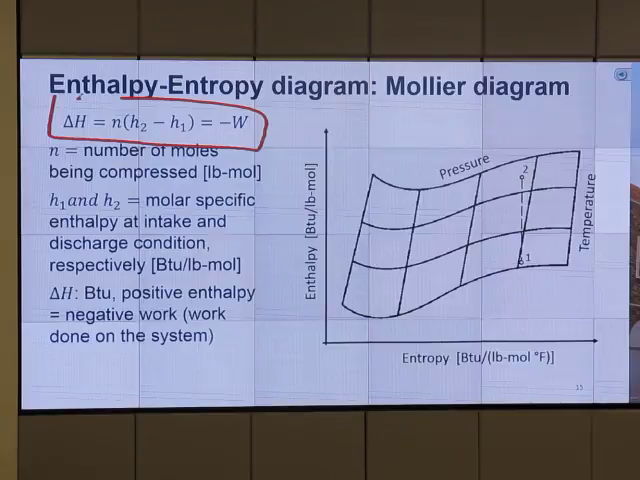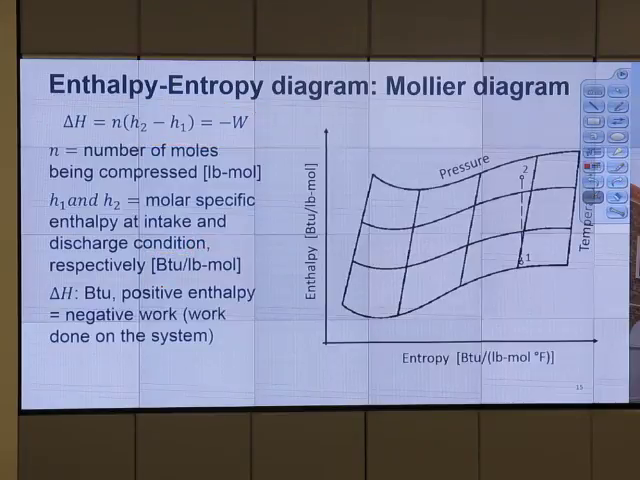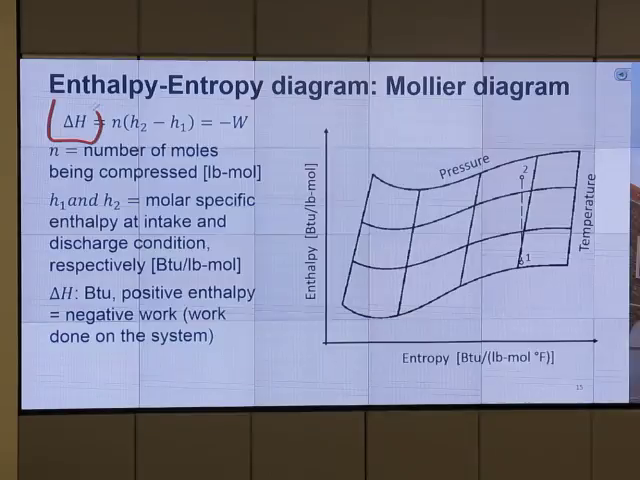Small h is molar specific enthalpy, so it's BTU per pound mole. And delta H is the heat or enthalpy increment of the system, right? So if we have work done on the system, we have negative work, then delta H goes up.